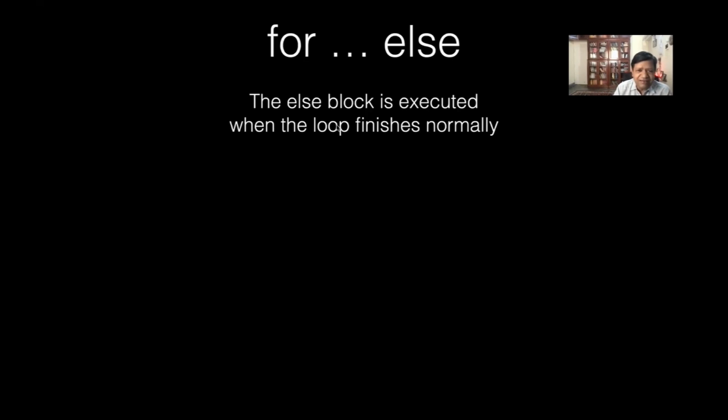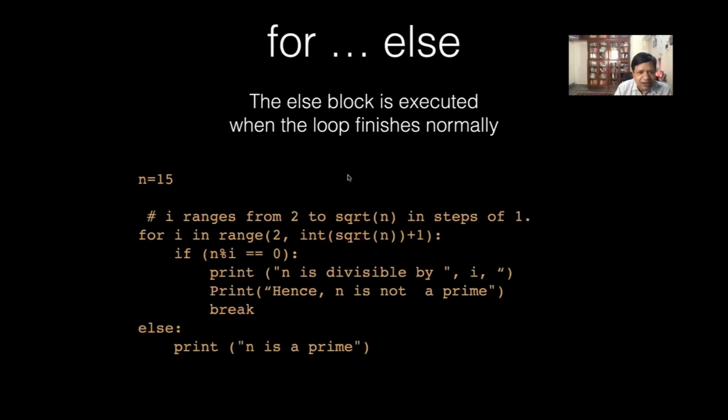This for else is a nice structure in Python. It's special to Python, as far as I know. So the else block is executed when the loop finishes normally. There could be break statements. So if you get out of the loop by break, then else will not be executed. But if it finishes normally, then it will be executed. So yeah, in fact, this example.